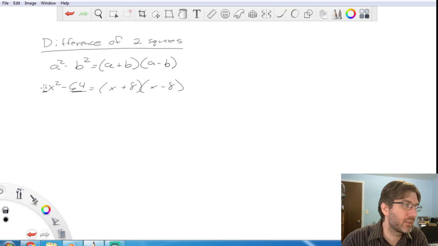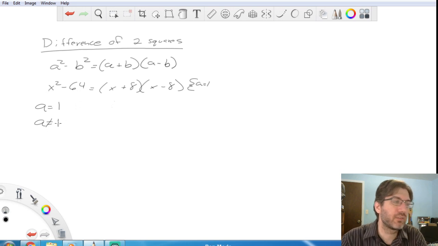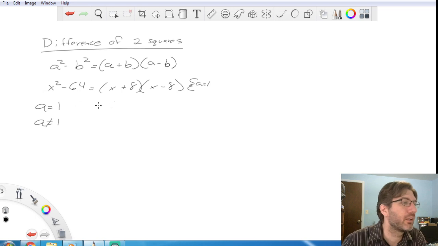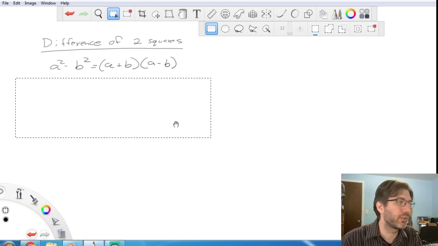I throw the 1 in there because your book separates this into two different cases. You have cases where your a value equals 1, and then you have cases where your a value does not equal 1. So this here would be an example of a equaling 1 because there's a 1 in front of there. The other case is a does not equal 1, so we can look at something like that. Again, it's done pretty much the same way. You just have to take the square root of both sides now.